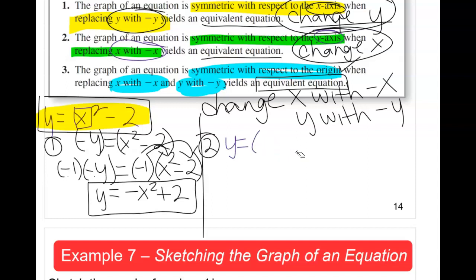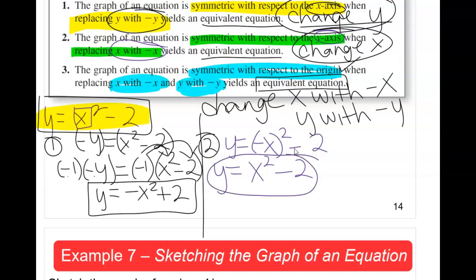So we have negative x, then this square and minus 2. And remember, I told you if you are substituting a negative number or a negative quantity, just make sure you use parentheses. So if I simplify this, I will get negative x times negative x, which will be positive x to the power 2, and then minus 2. Now, if I check that equation to the original equation, they are identical. So we could say that the equation has y-axis symmetry.